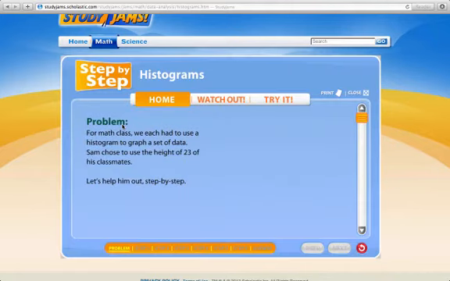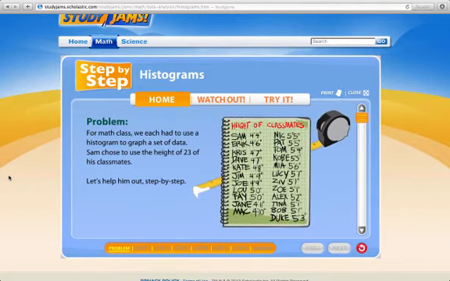For math class, we each had to use a histogram to graph a set of data. Sam chose to use the height of 23 of his classmates. He knows he needs a frequency chart, but he's having trouble getting started. Let's help him out, step by step.